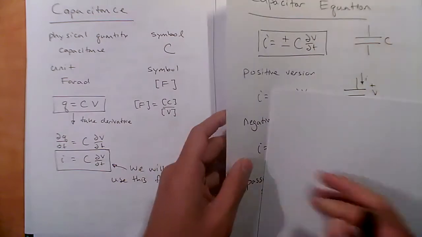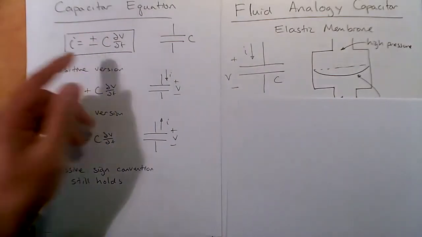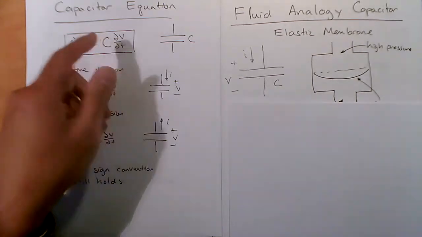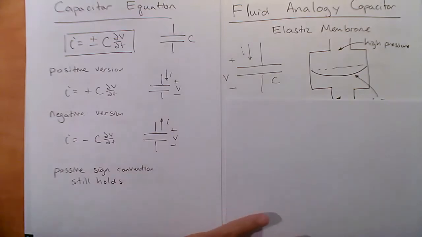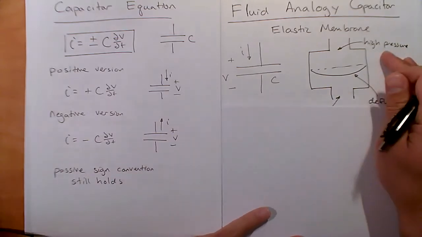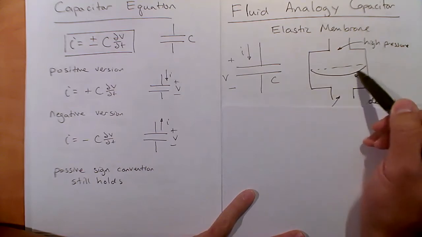Now, another thing to think about is how does it behave? Like, what does this equation mean? And can we use a fluid analogy to give us intuition on the behavior? So what I like to think of the capacitor as is an elastic membrane, like a spring.